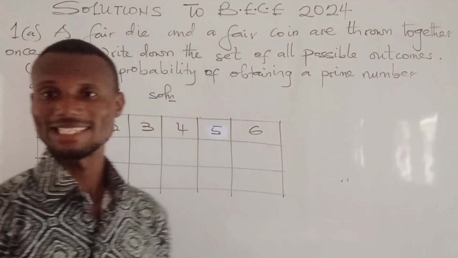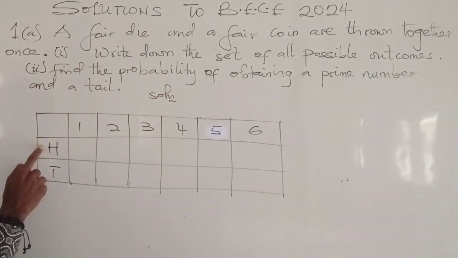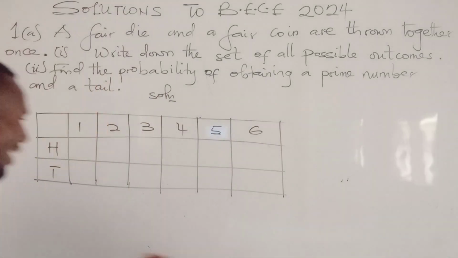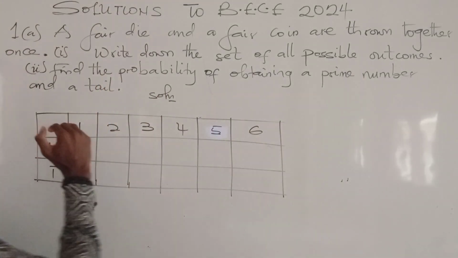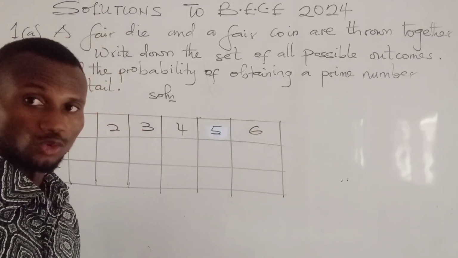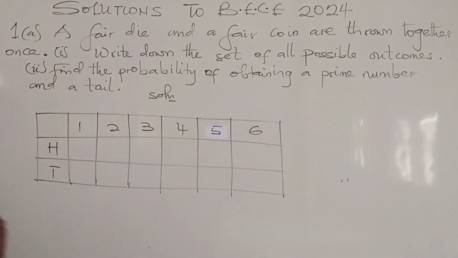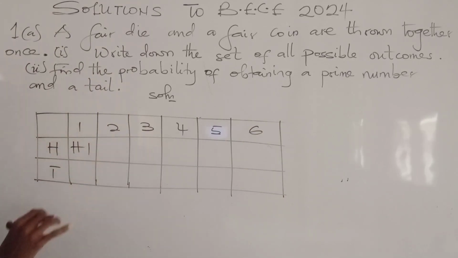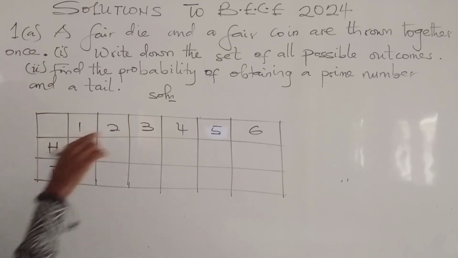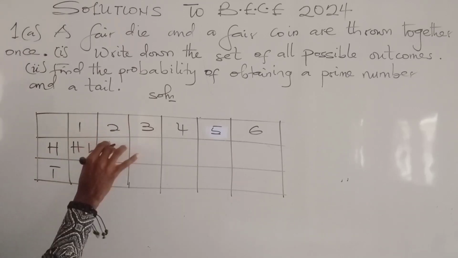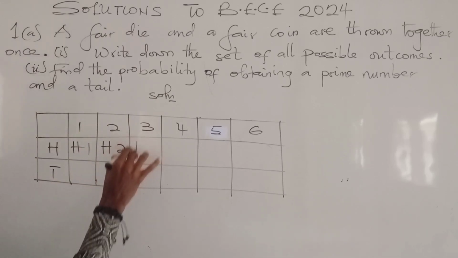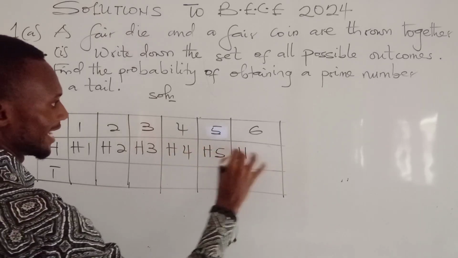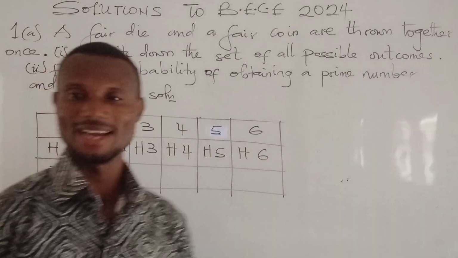So now for us to get our outcomes, when I take the head here, I'm going to use it to pair all the numbers at the top, then I'll write it down. And also when I take the tail, I'm going to use it to pair all the numbers at the top. That's how you pair them. Let's go ahead and do it together. When I take the H here, I'll pair it with the 1, so I'll get head 1. When I take the head, I'll pair it with the 2, which will be head 2, in that order. So I'm going to get head 3, head 4, head 5, and head 6. I hope you understand up to this point.